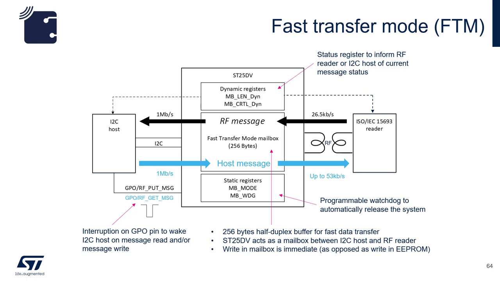The RF user must poll the mailbox control register to check for the presence of a message from I2C in the mailbox. Once read, the mailbox is clear and the I2C host can write the next data message. The I2C host is informed that the message has been read by the RF user through a GPO interruption or by polling the mailbox control registers. Power to the ST25DV VCC pin is required for this task, but this is given as the microcontroller needs power to operate anyway.